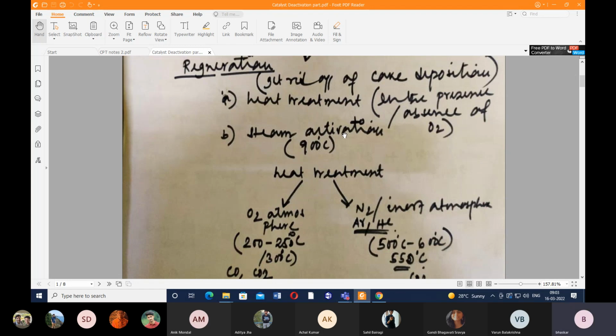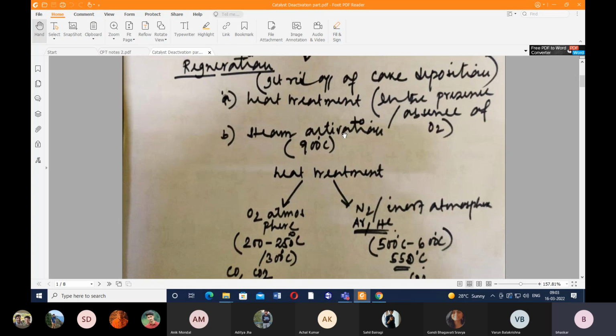First of all, there will be diffusion of A from the bulk phase to the external surface of the catalyst. The next step would be diffusion of gas molecules from the external surface of the catalyst to the pore mouth. This is step number 2. Step number 3 would be adsorption of the gaseous reactant onto the active surface sites of the catalyst, residing inside the pores. This is step number 3.